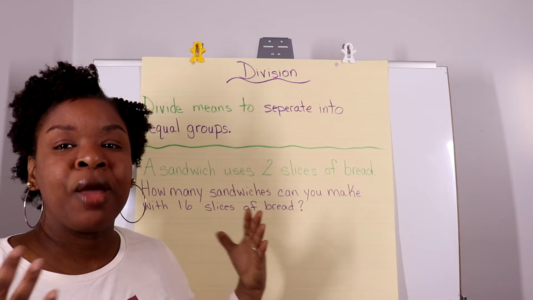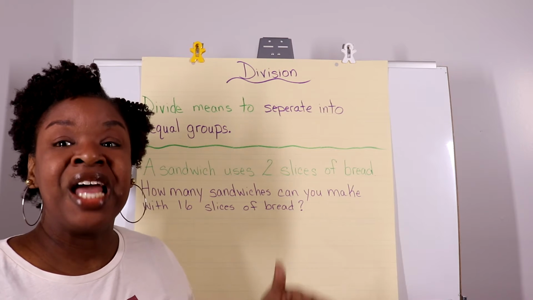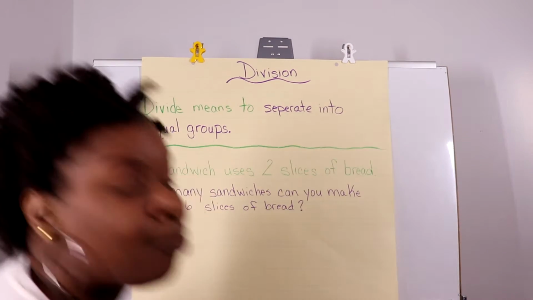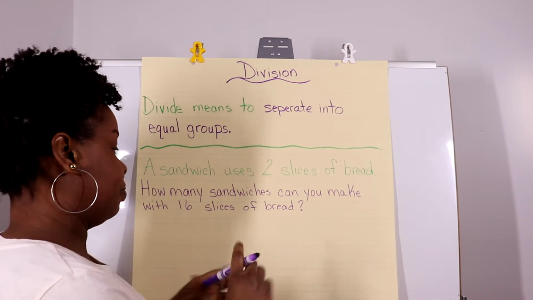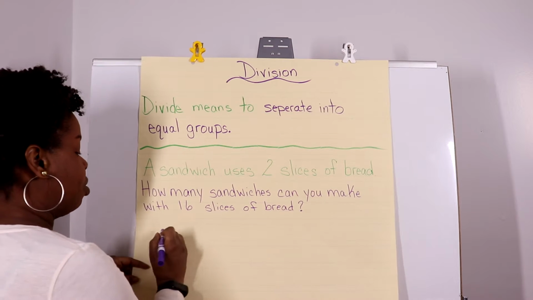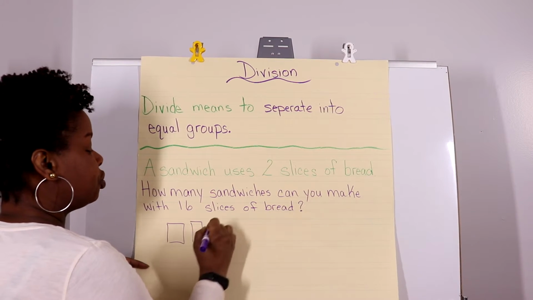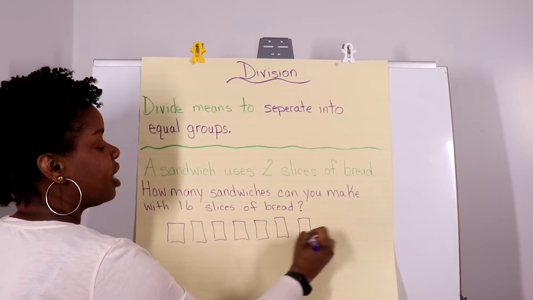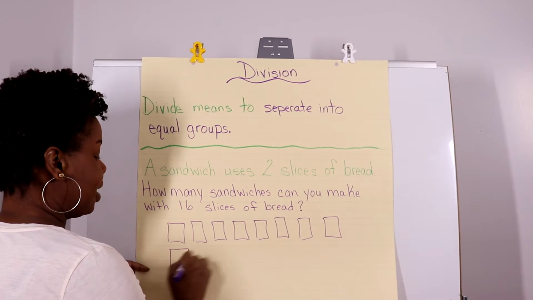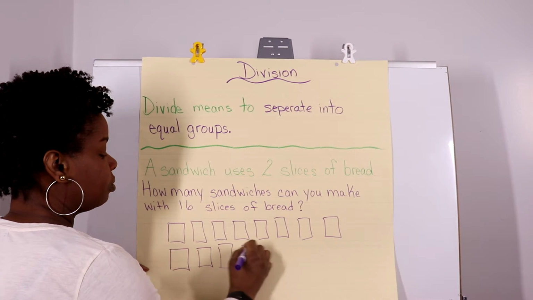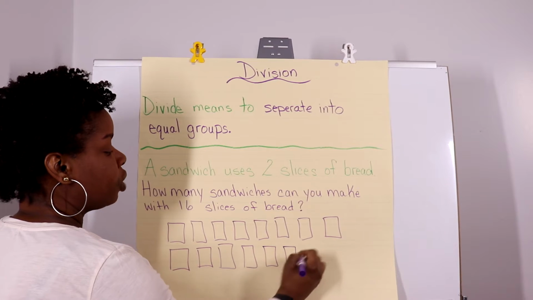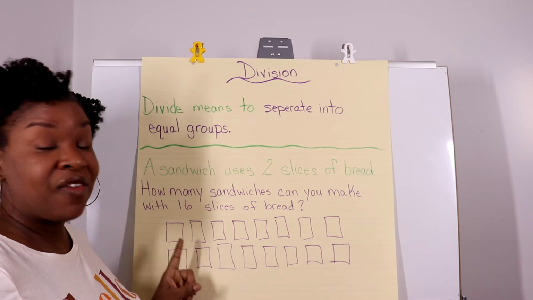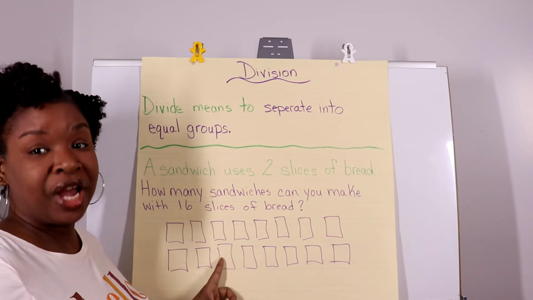In order to draw a picture to solve the problem, I am going to draw 16 rectangles to represent the slices. Okay? So here we go. Follow along with me. 1, 2, 3, 4, 5, 6, 7, 8, 9, 10, 11, 12, 13, 14, 15, 16. Okay? We have our 16 slices of bread.